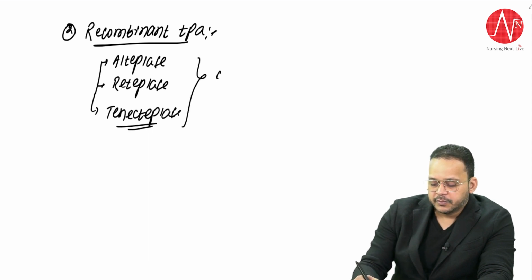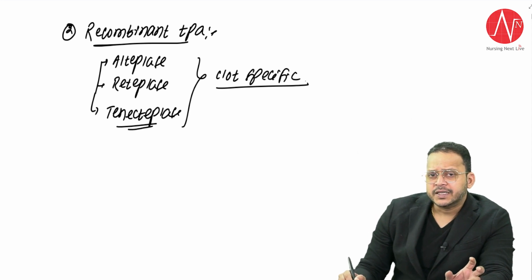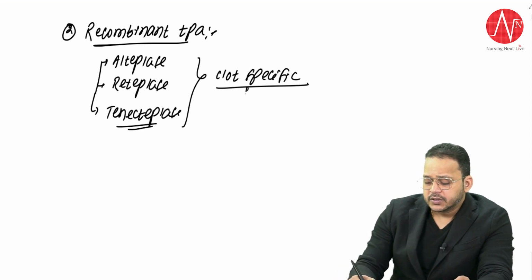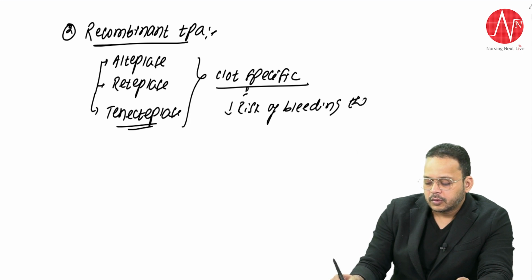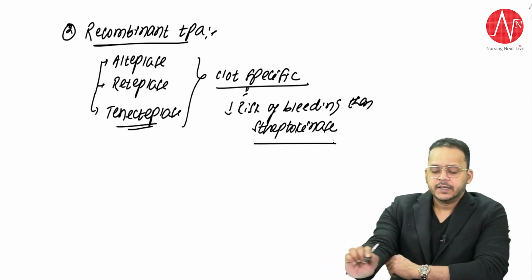So overall, remember, these are good drugs because these are clot specific. It means they will break down fibrin which is present in the clot, not in the blood. So that is the reason why they have a lesser risk of bleeding than streptokinase. So there is one benefit we have with these drugs.